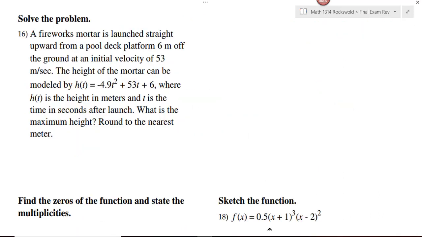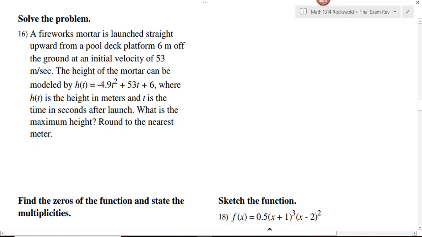Number 16 says a fireworks mortar is launched straight upward from a pool deck platform 6 meters off the ground at an initial velocity of 53 meters per second. The height of the mortar can be modeled by this function right here, where h of t is the height in meters and t is time in seconds after launch. What is the maximum height? And then round to the nearest meter.